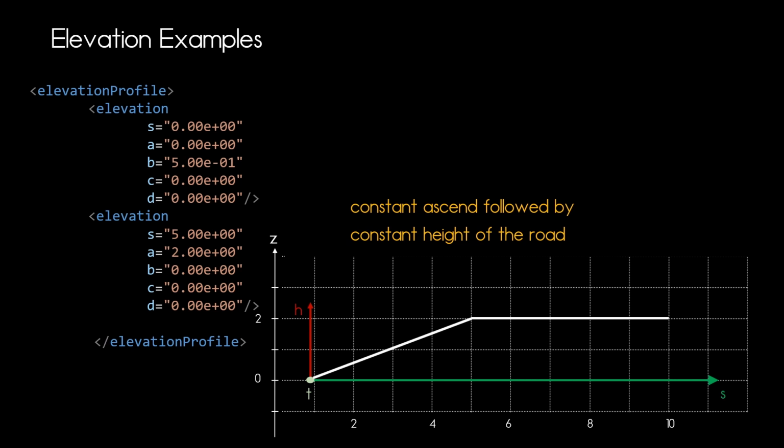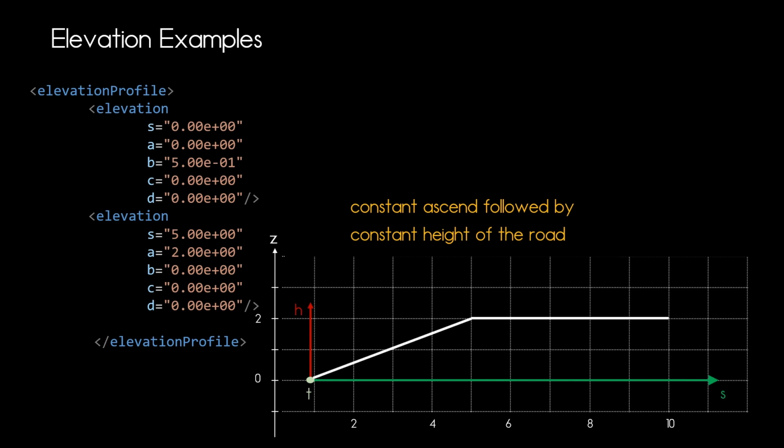And here you can see that the second entry is valid from the S coordinate 5, while the first entry is, as we've seen before, valid from S equals 0. Which means that if we are below the S coordinate 5, the first elevation entry is valid, and after that this next elevation entry is valid until we have a further elevation entry or the road ends.